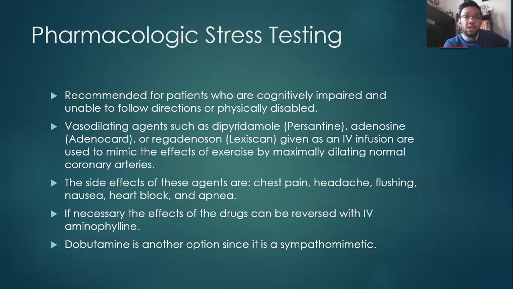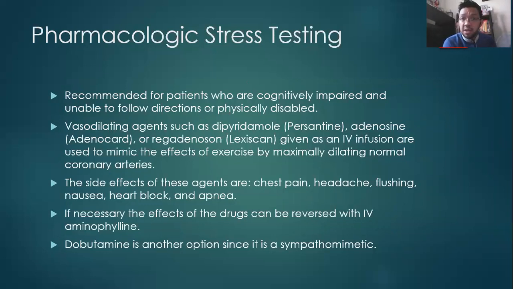For the pharmacologic stress testing, this is recommended for patients who are cognitively impaired, especially patients who are having a hard time following instructions, those who are unable to follow directions as well, or those who are physically disabled. So let's say, for example, the patient is an amputee. He has an amputated leg, for example. So how is he going to do the cardiac stress testing or the exercise stress testing?